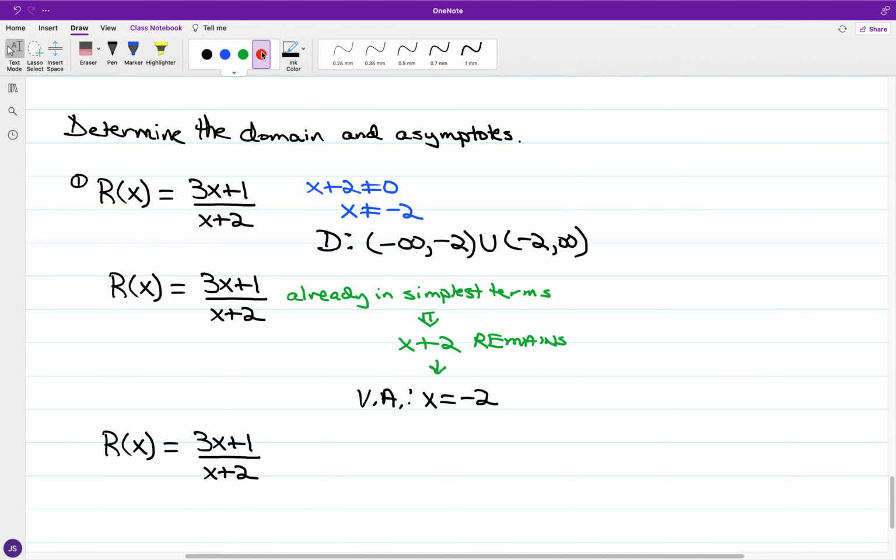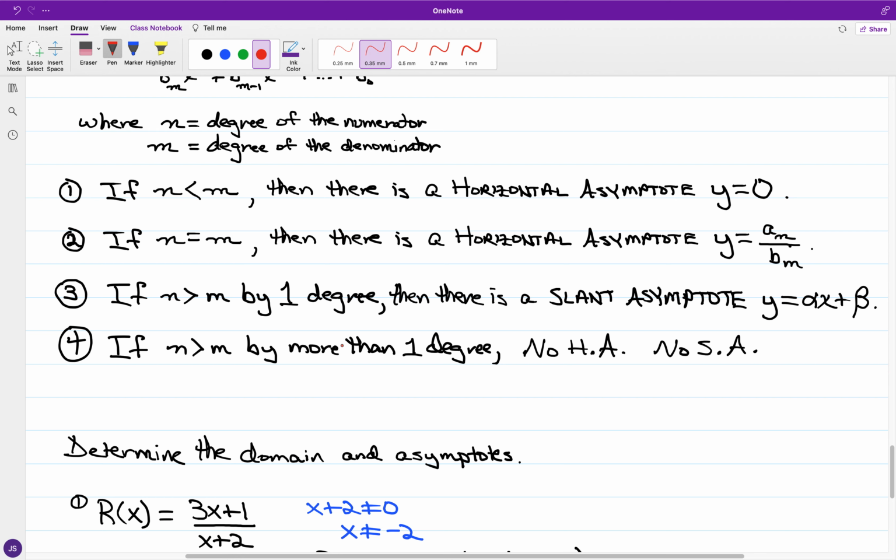In the numerator we have 3x plus 1, and the higher degree term is 3x, and this x is first degree, so n is equal to 1. In the denominator we have x plus 2, and the higher order term in the variable is just x, also first degree. So n is equal to 1 and m is equal to 1, the same values. So n is equal to m, and you're going to have the second case out of these 4 possibilities apply.